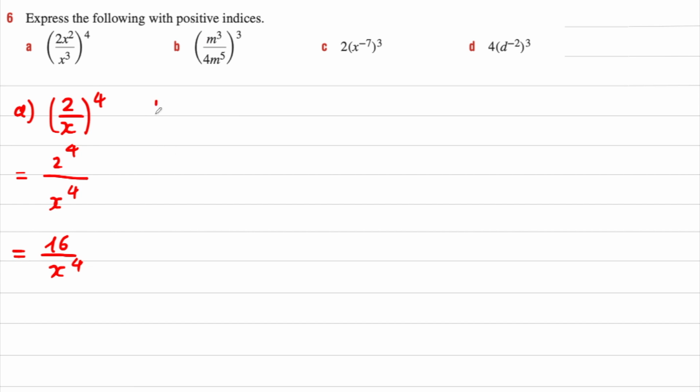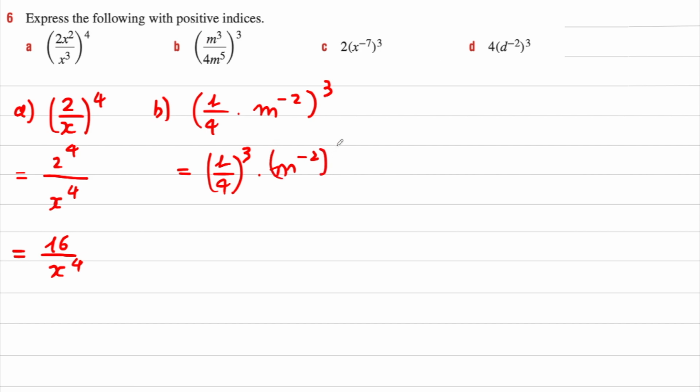About question B, the first step I will simplify inside the bracket. You've got 1 over 4 and multiply m to the power of 3 minus 5, which is minus 2. You've got the power of 3 here. 1 over 4 cubed will be 1 over 64, and then m to the power of minus 6. So 1 over 64 times m to the power of 6, written this way.